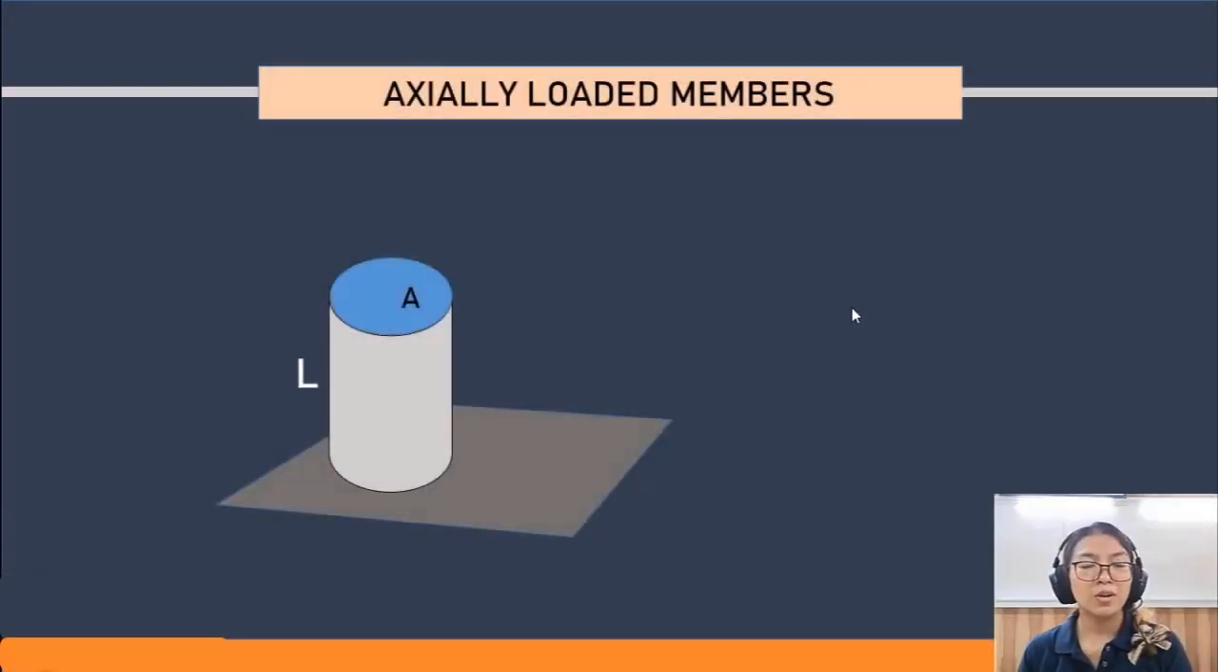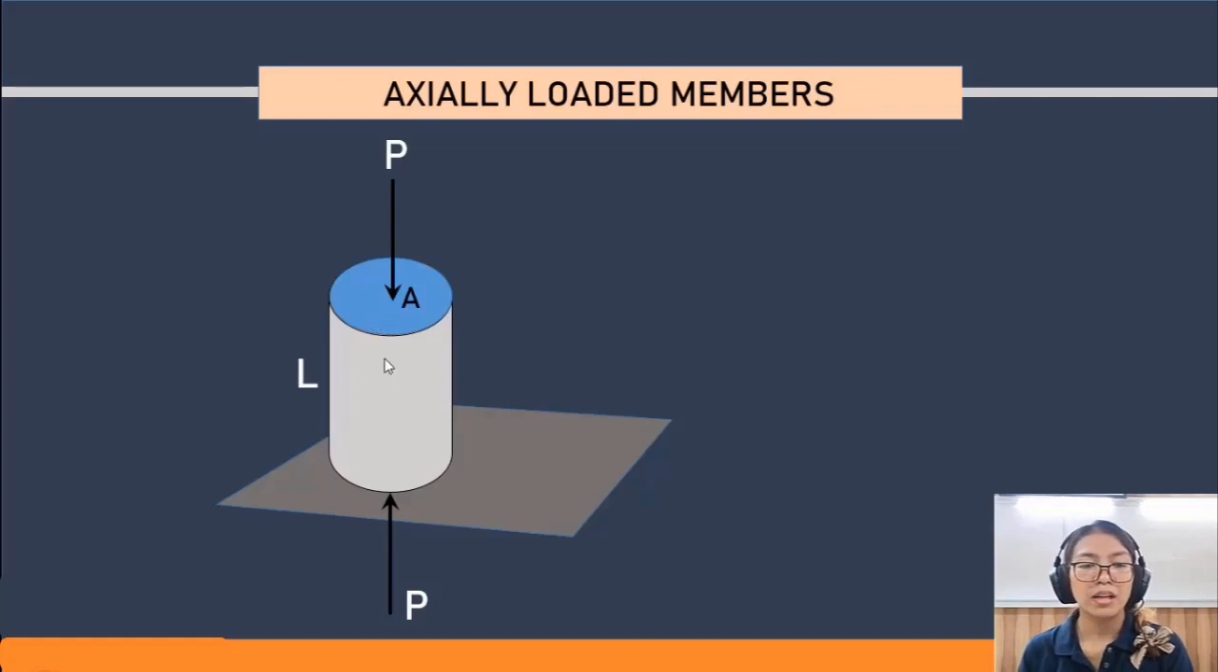So for axially loaded na members, let us say you have here a cylinder, a cylindrical rod, okay, with length L and a cross-sectional area A. And let us say that we are going to apply this force P right here, acting at the center of your member, okay? So, in return, our member will react with the same magnitude but opposite in direction for this member to remain in equilibrium.